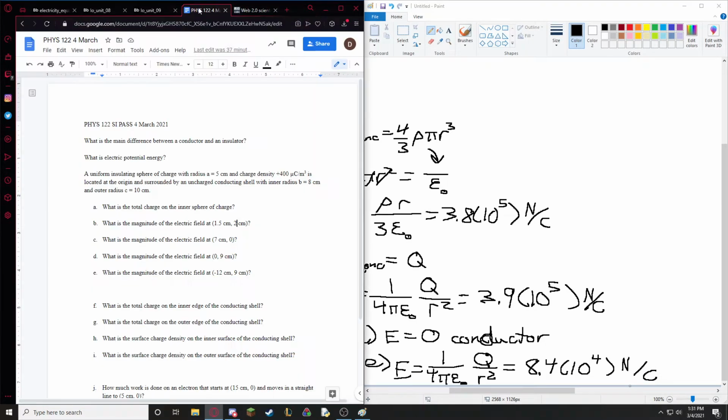Cool, makes sense? Nice and easy, just a nice and easy Gauss's law conductor example. Anyone have any questions about this so far?